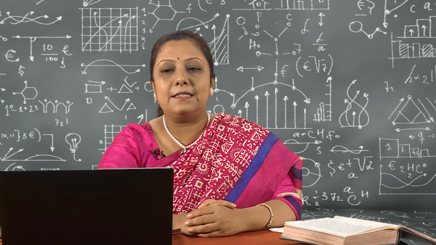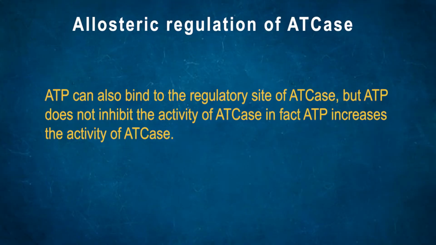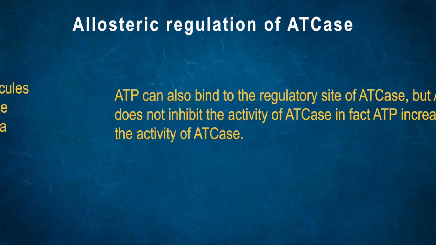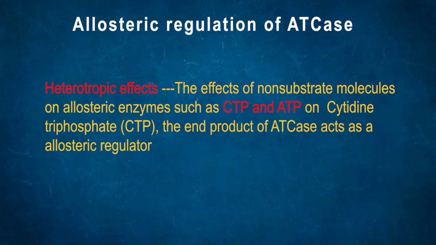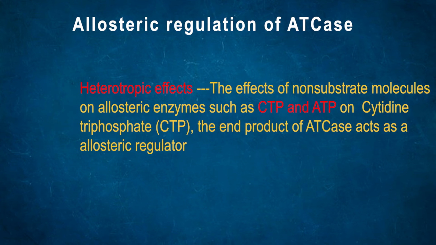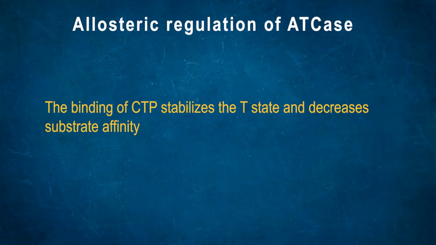Allosteric regulation of ATCase, as I have already told: ATP can also bind to the regulatory site of ATCase, but it increases the activity. This is a heterotropic effect, as ATP and CTP are not directly substrate or product of the enzyme, so they are actually heterotropic regulators. The heterotropic positive modulator is ATP and the heterotropic negative modulator is CTP. The binding of CTP stabilizes the T state and decreases substrate affinity.